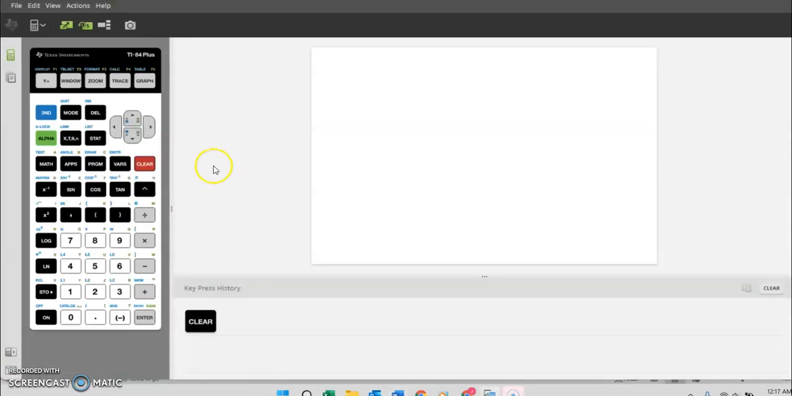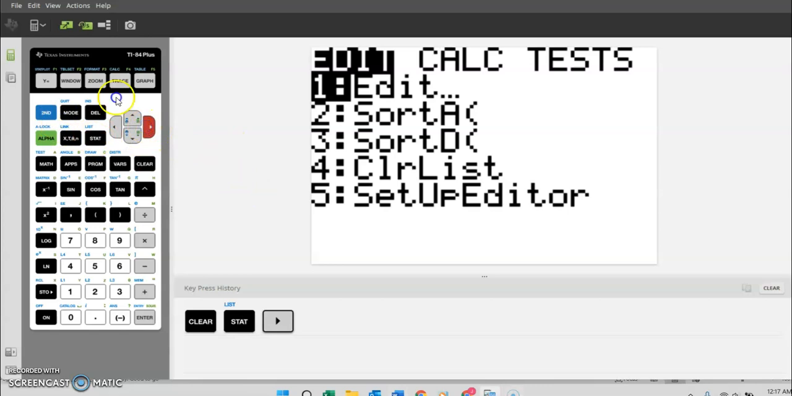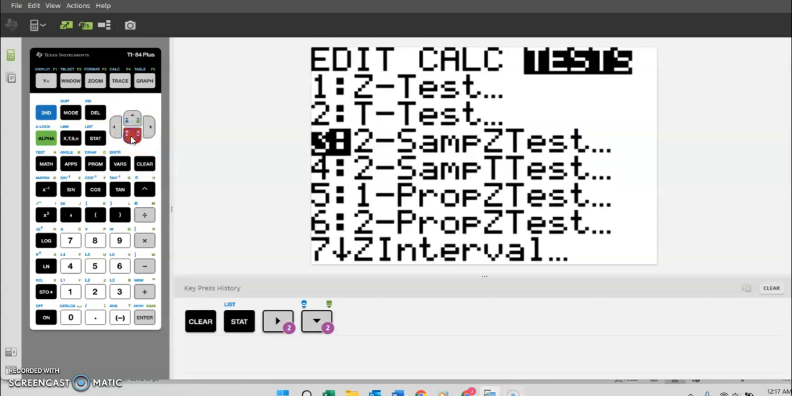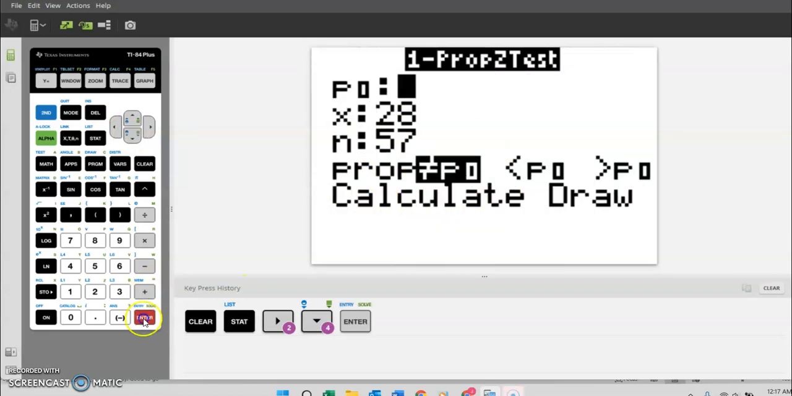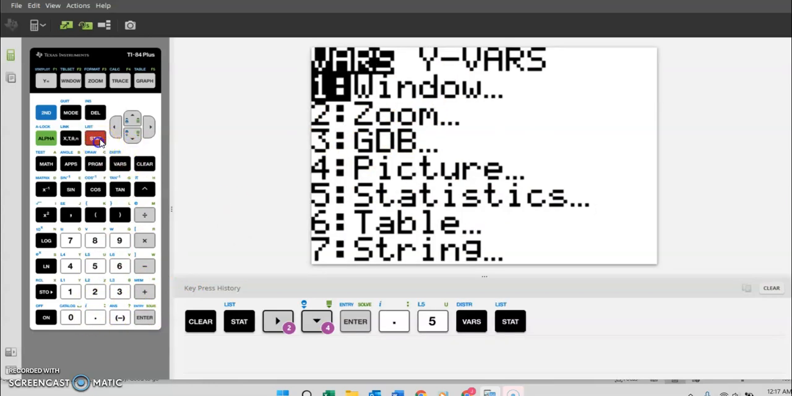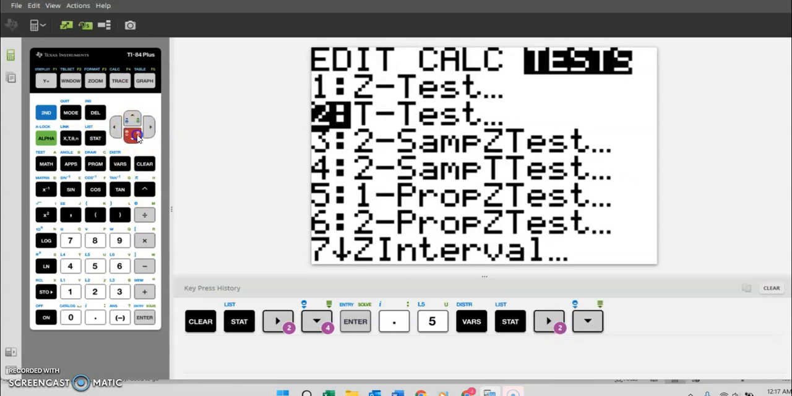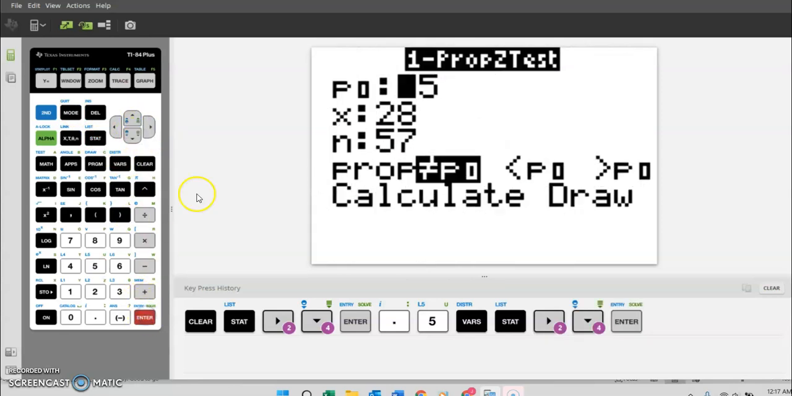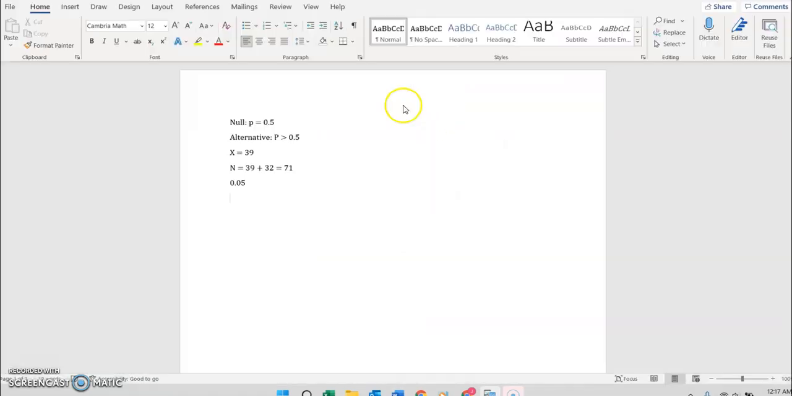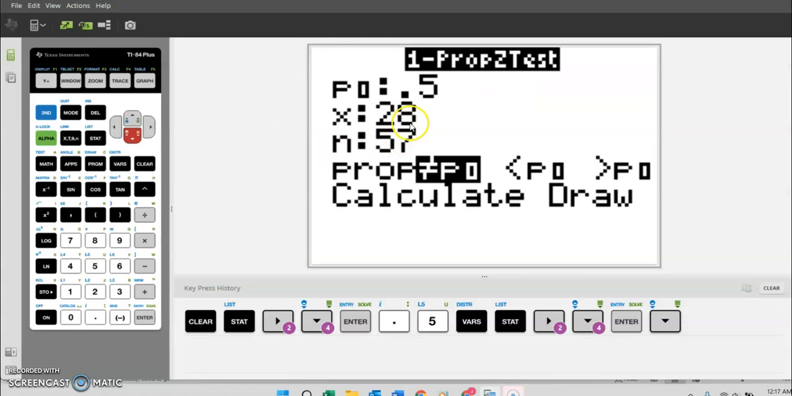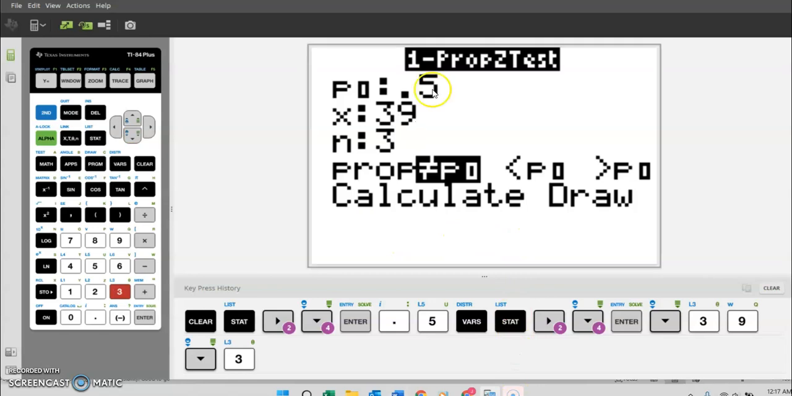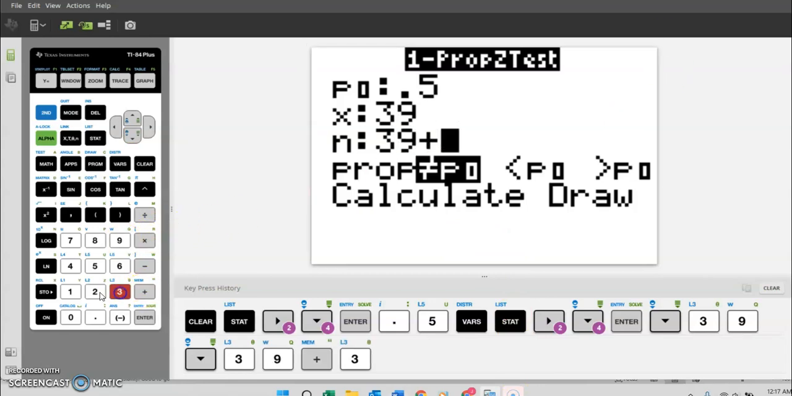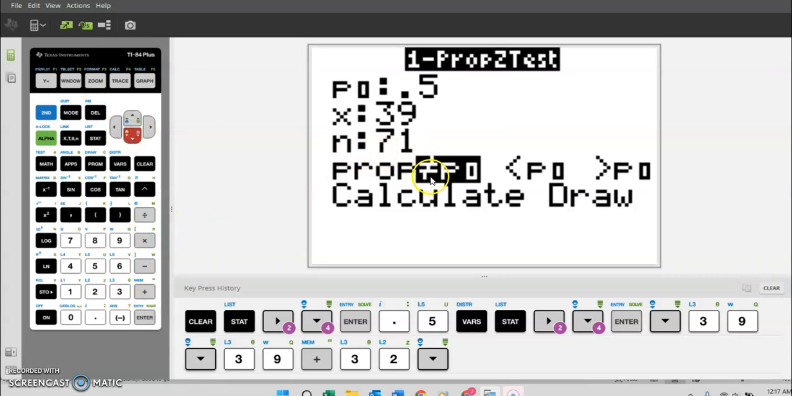Now on the TI here, you are going to bring up stat, and you're going to go over to tests, and you are going to go down to this 1 proportion z test, so number 5, okay? Okay, come back. 1 proportion. So this is 0.5. So this is what we're testing, our null. This here is our x, so 39, and N is 71. As a note, you can actually shortcut this, and if you put in 39 plus 32, it will work it out for you, which is kind of nice. See, it did it for you.